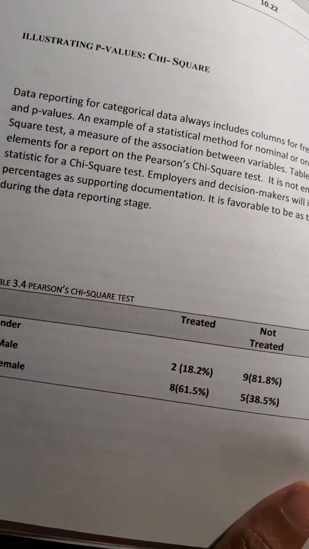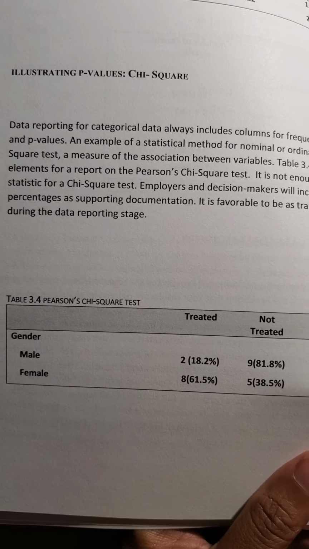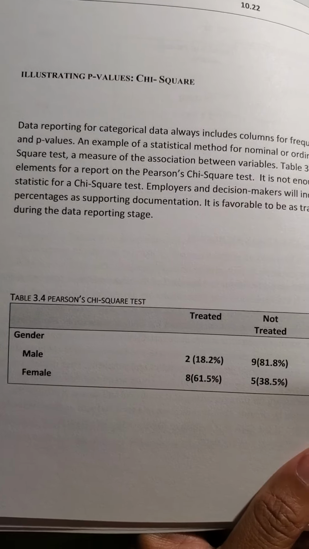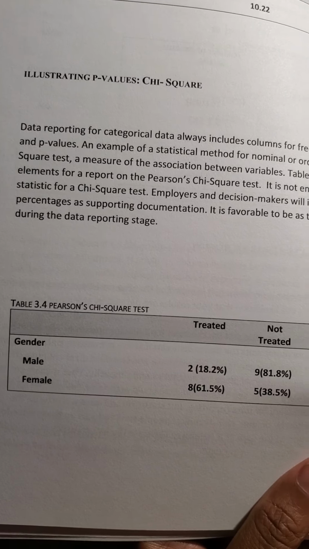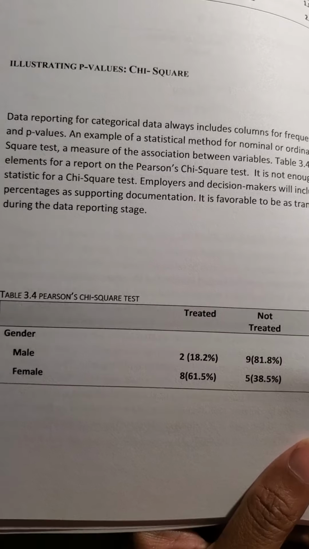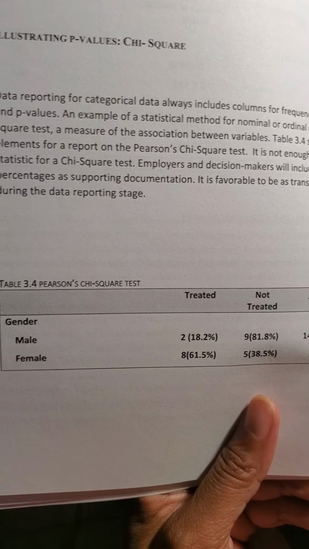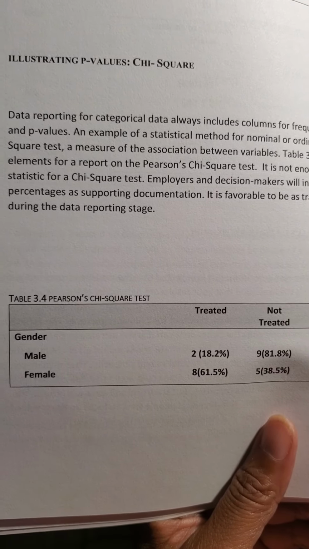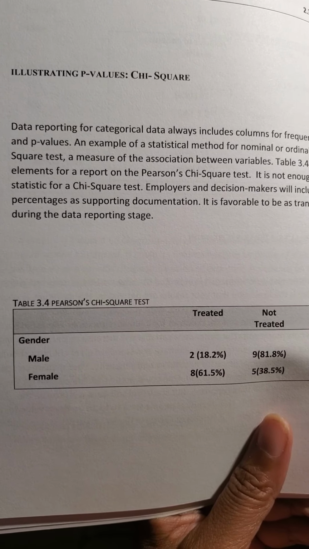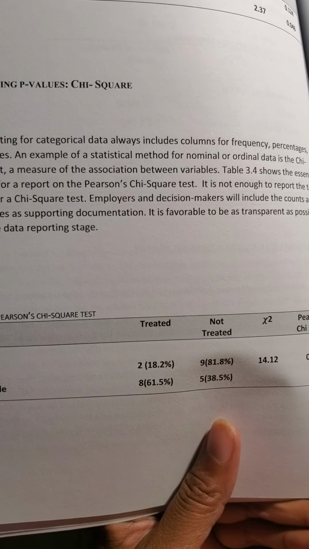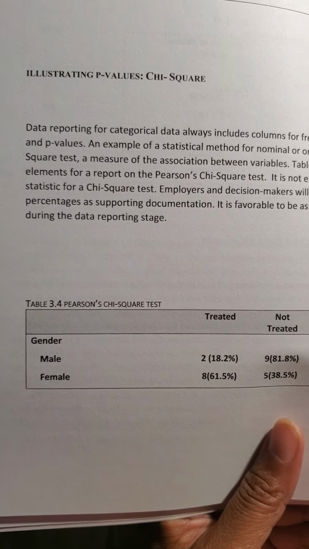Okay, illustrating p-values, chi-square. This section is going to talk about chi-square and, generally speaking, when you do a report, it could be a publication, it could be for your scholarly projects or what have you, there are certain things that go into the tables. So data reporting for categorical data always includes columns for frequency, percentages, and p-values.